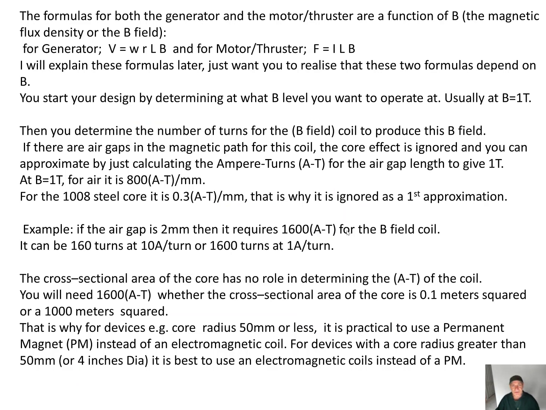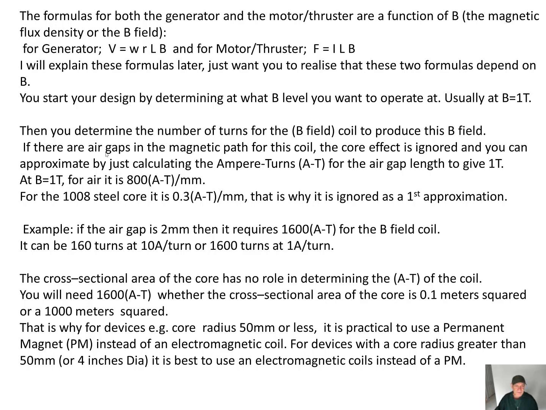The formulas for both the generator and the motor thrust are a function of B, the magnetic flux density, or the B field. For the generator, voltage equals the rotational speed times the radius times the length times the B field, and for the motor thruster, force equals the current times the length times the B field. I'll explain these formulas later, but I just want you to realize that these two formulas depend on B. You start your design by determining at what B level you want to operate, usually at B equals 1 Tesla. Then you determine the number of turns for the B field coil to produce this B field.